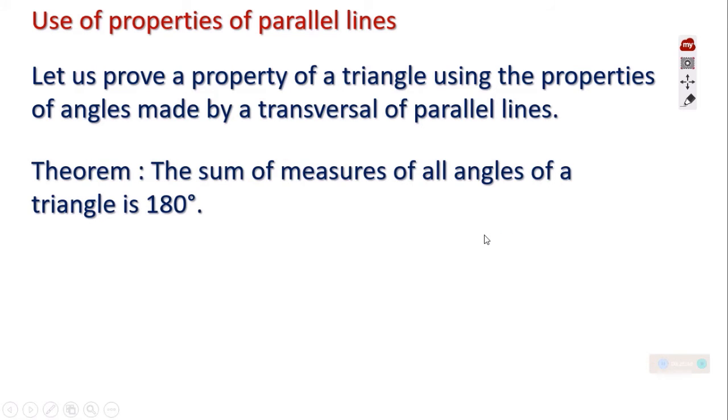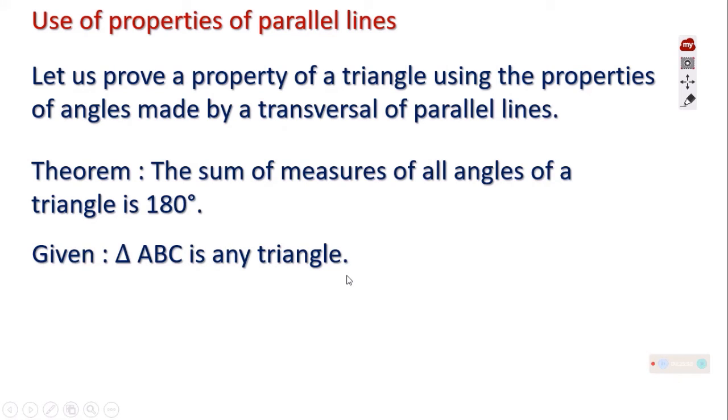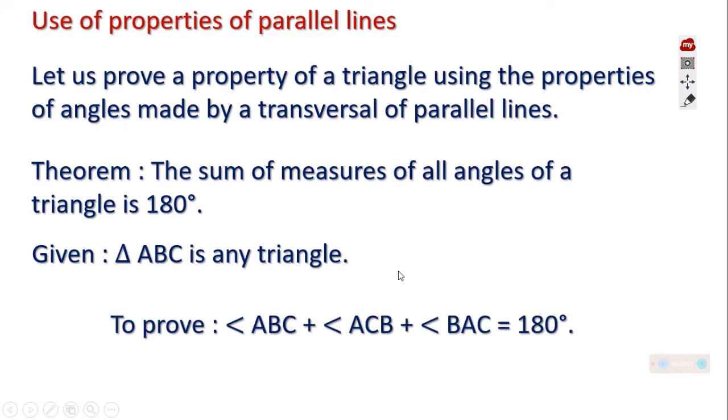The theorem is that the sum of measures of all angles of a triangle is 180. This we know very well. We are using it every time. You are given a triangle ABC and you are asked to prove that the sum of measures of all angles of a triangle is 180. To prove that, you need to use the just learned properties of parallel lines.